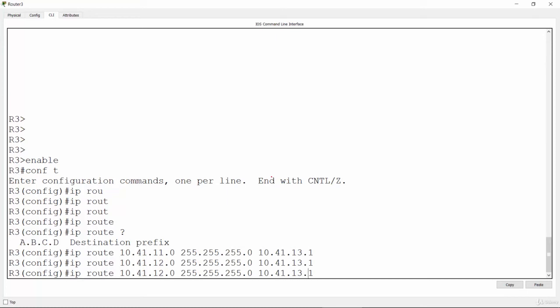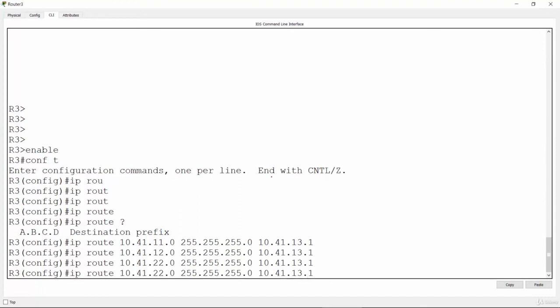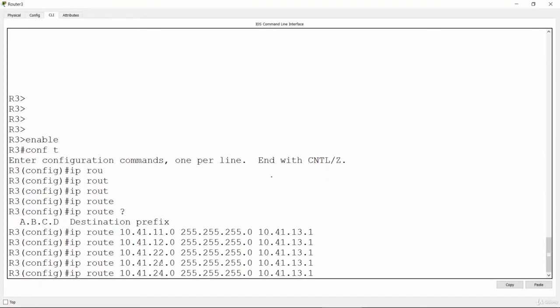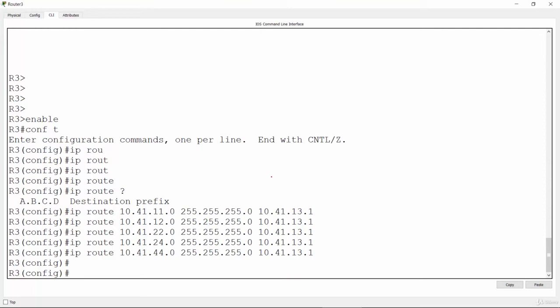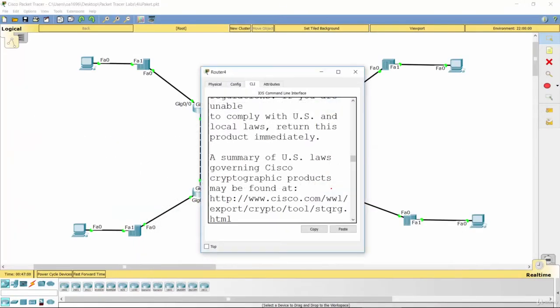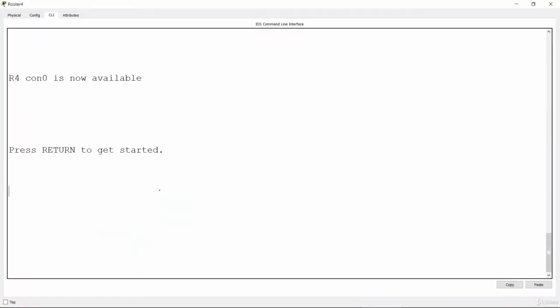12, 22, 24, and 44. Awesome. At least it looks awesome. I hope so. It's awesome. We are gonna check if there's something wrong or not in the last step.